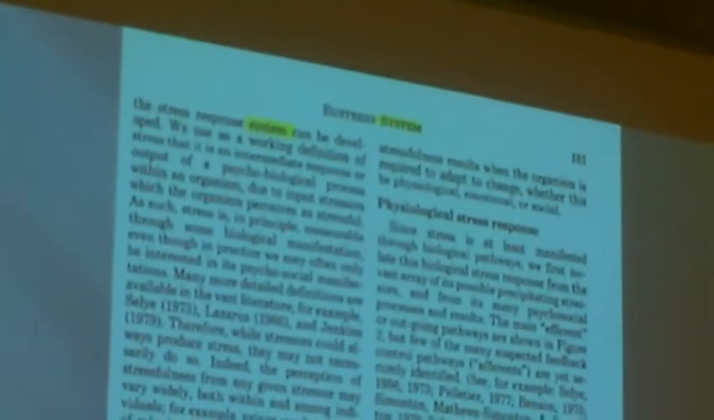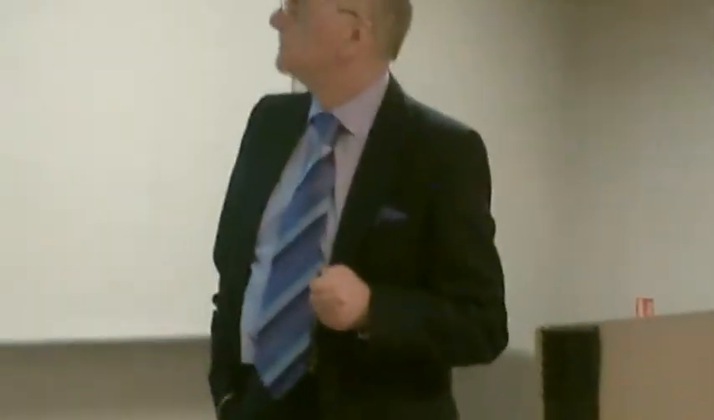Physiological stress response. Since stress is at least manifested through biological pathways, we first isolate this biological stress response from the vast array of its possible precipitating stresses and from its many psychosocial processes and results. I'm not going to go into any detail, but for those of you who are interested, this is a very, very interesting piece of work. And if you have a computer and access to the internet, you will find the full document there. In Systems and Behavioural Research Science, a model of the youth stress system for health illness by John Milsom.